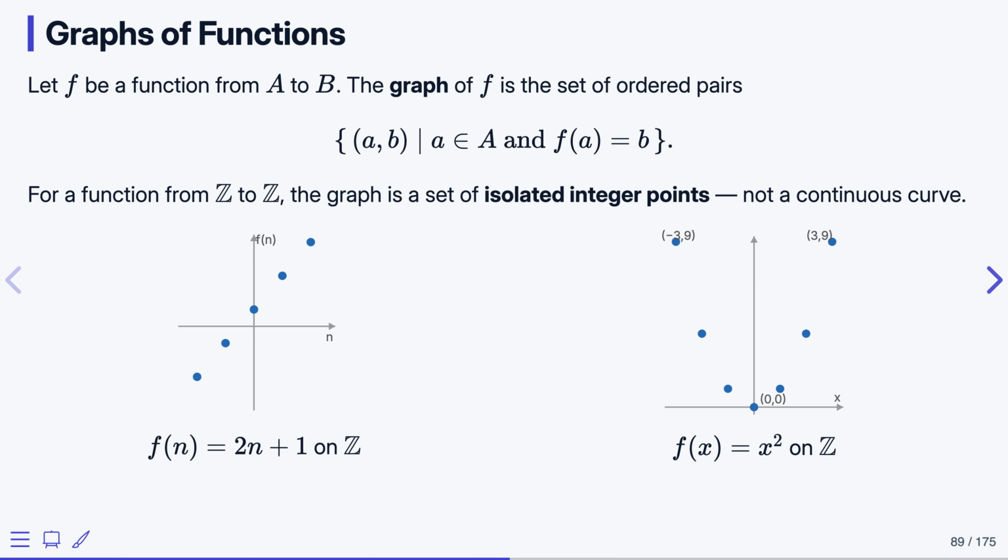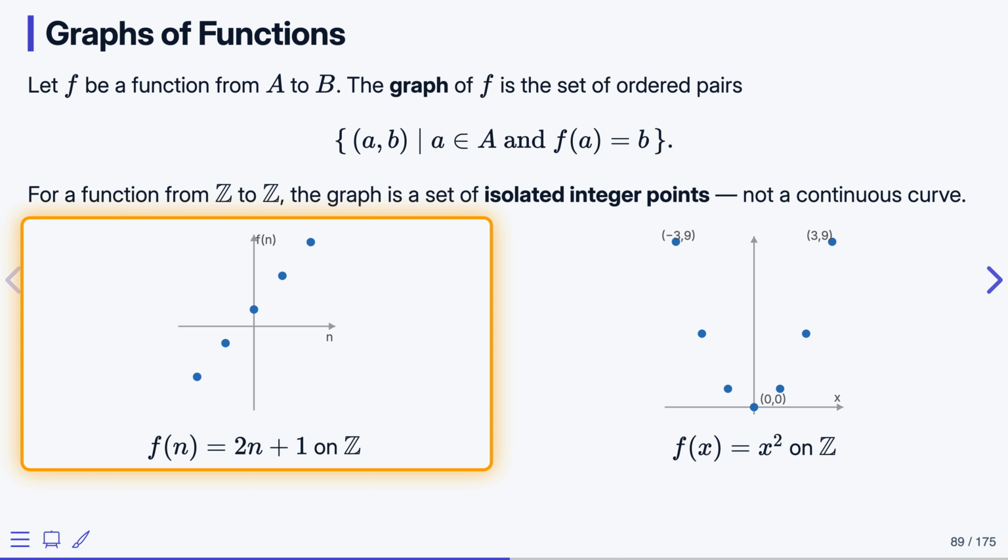The graph of a function is the collection of its input-output pairs. If f goes from A to B, its graph is the set of all ordered pairs (a, b), where a is in A and f of a equals b. When the domain is the integers, the graph is not a smooth line. It is a set of separate dots, one dot for each integer input.